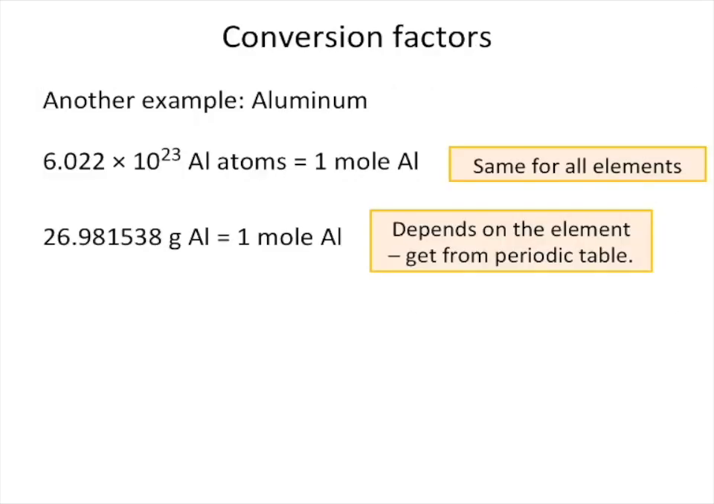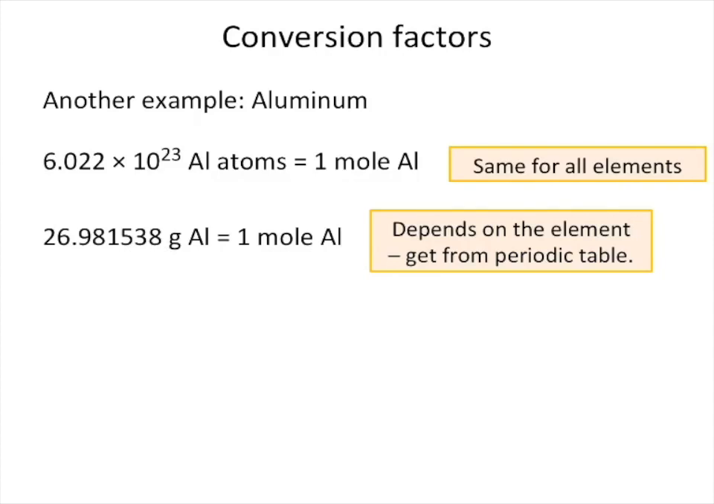Okay, so now we can make conversion factors out of this. And to switch examples to aluminum, 6.022 times 10 to the 23rd aluminum atoms is equal to 1 mole of aluminum. Now this is the same for all elements. Just like a dozen eggs is the same number of eggs as a dozen turkeys, the same number as a dozen people, it's all 12.